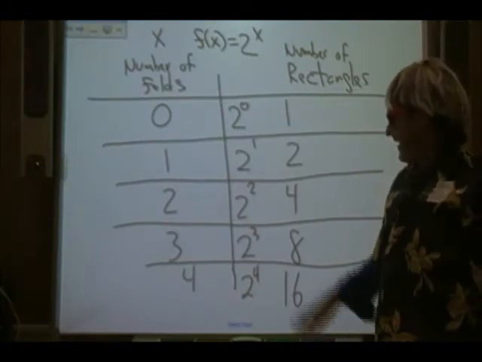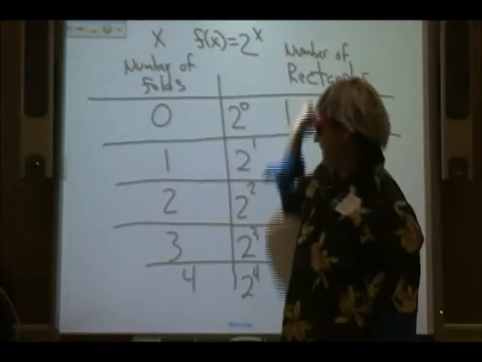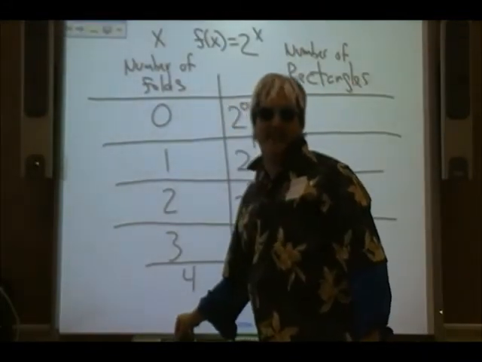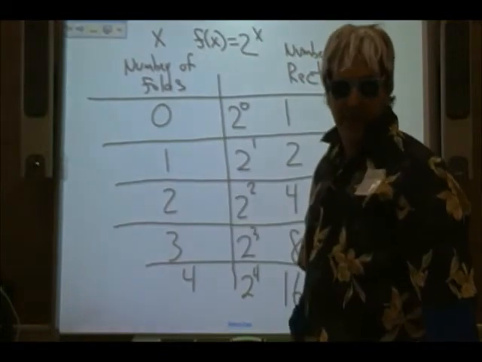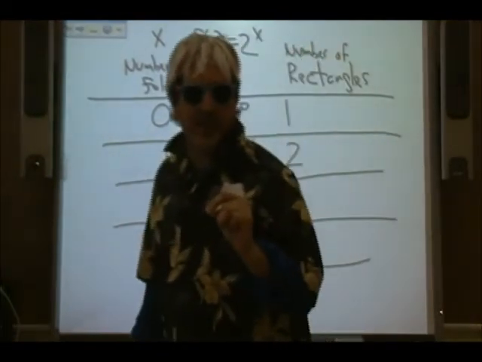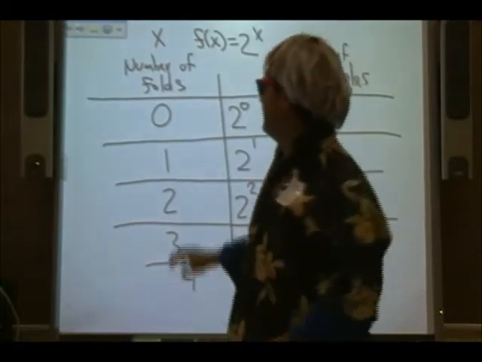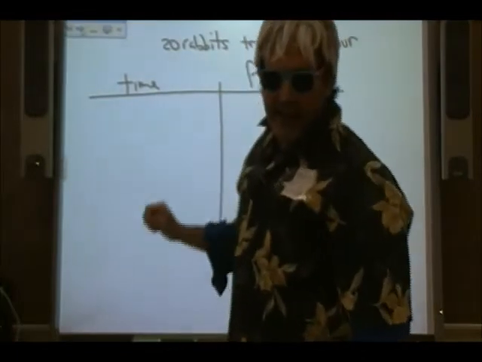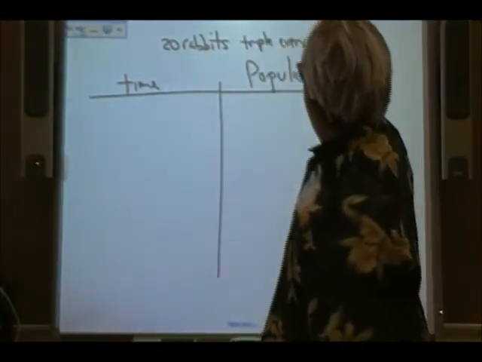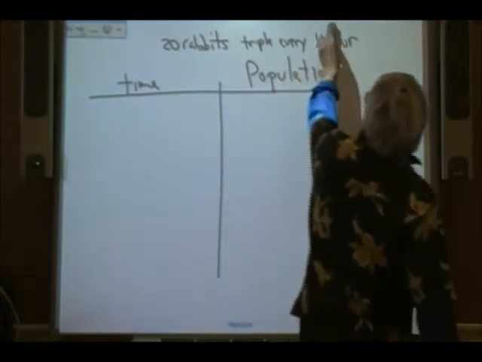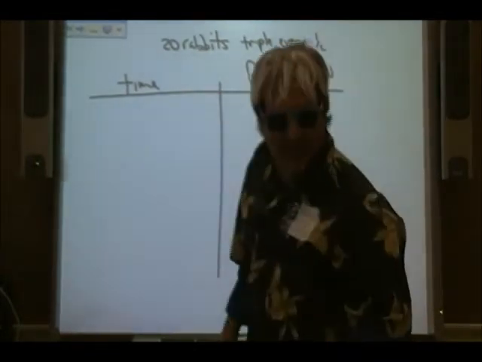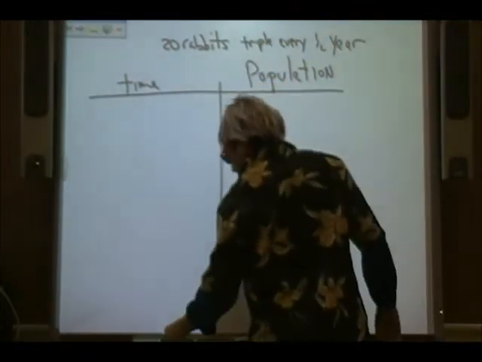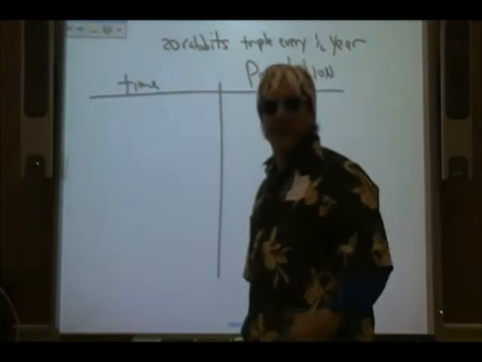Okay? There it is. So if you put in 5 folds, you're going to get 32 rectangles, and it grows like that, and that's how the population is growing. And I'm just going to show you one quick example on that using rabbits, making this up. Just say there were 20 rabbits and they triple every half year. I put half hour. They can't do it that quickly. Every half year.